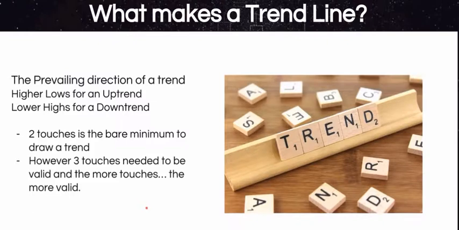So what makes a trend line? The prevailing direction of a trend is composed of either higher lows on an uptrend or lower highs on a downtrend. Seems like a pretty fundamental basic concept. We'll look at some examples of that.